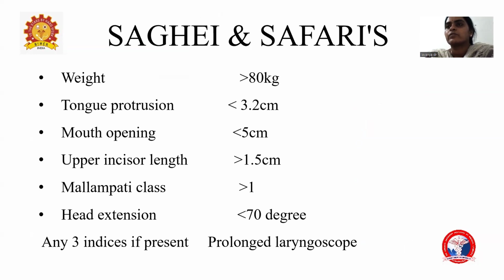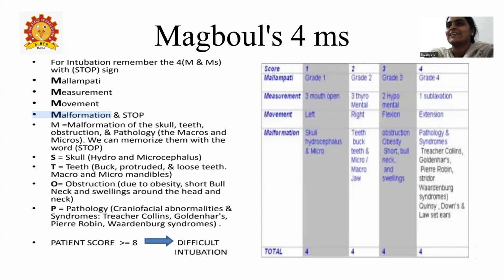And the Samsoon test. These parameters include weight more than 80 kg, tongue proportion less than 3.2 centimeters, mouth opening less than 5 centimeters, upper incisor length more than 1.5 centimeters, Mallampati grade of more than 1, head extension of less than 70 degrees. If any 3 indices are present, it predicts prolonged laryngoscopy. And the last is the Mallampati test.